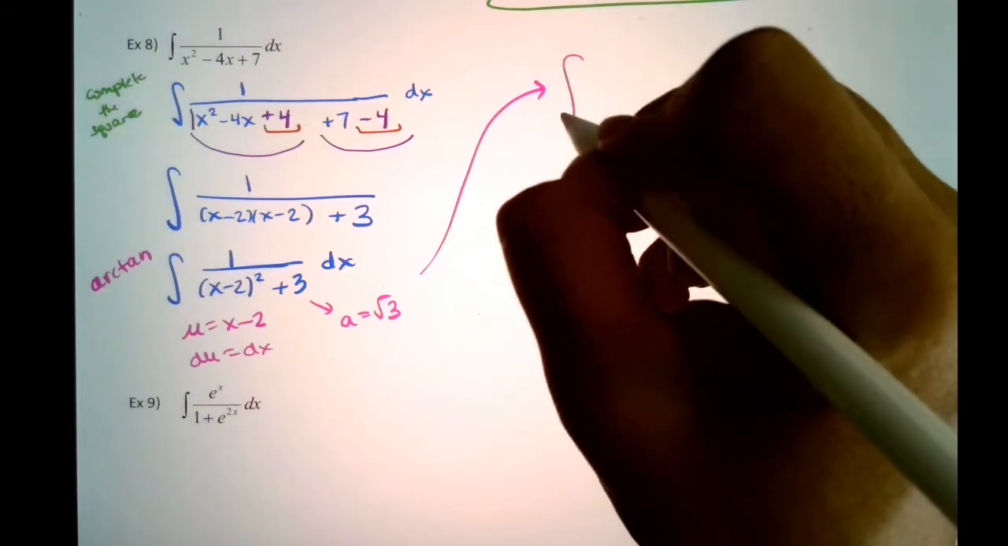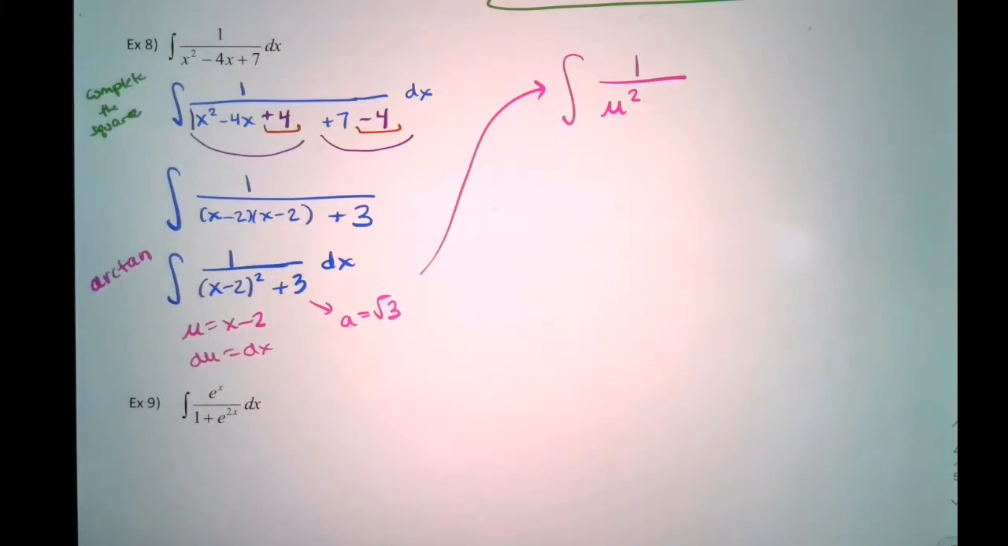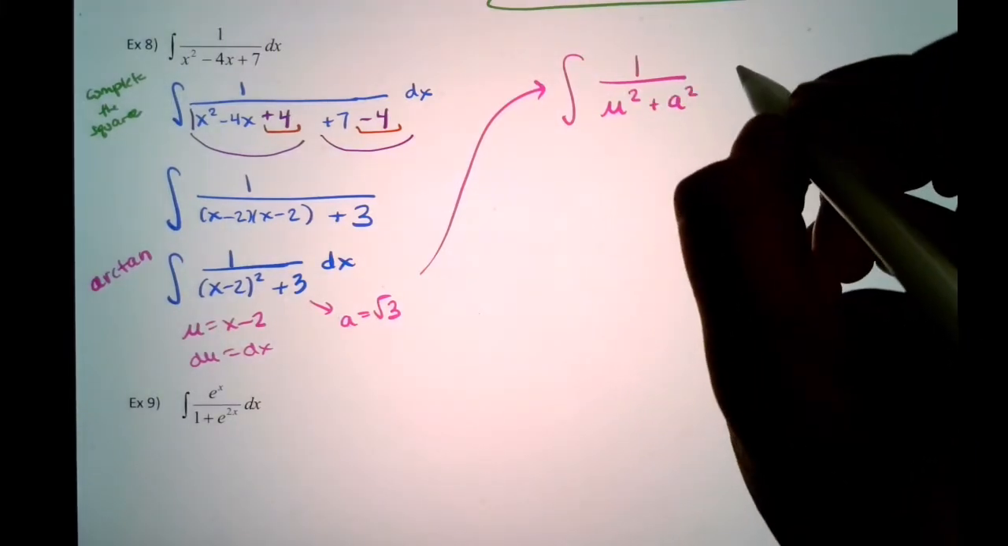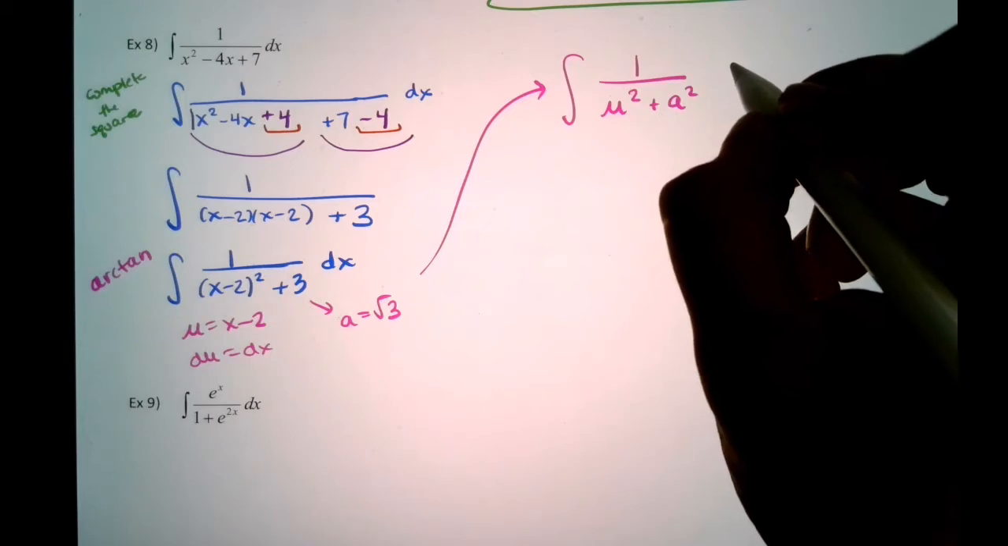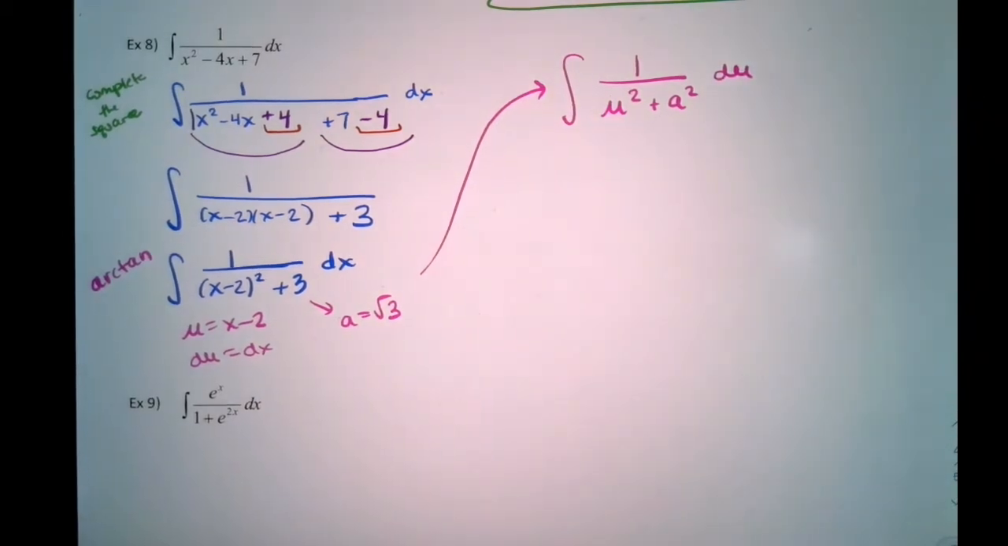So what you've just done is you've just said, hey, instead of writing x minus 2 quantity squared, I'm going to say u squared. And instead of writing plus 3, I'm going to say a squared, because I said that a was root 3, so that works out wonderfully. And du is dx.